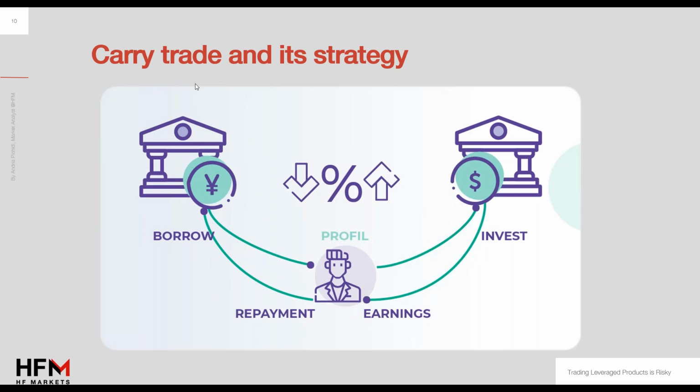Imagine that you're borrowing money from Japan. You're going to the bank, taking a loan. The interest rate there is, let's say, 1%. You're taking that money, literally holding it in your hands, and you move to the US and invest it in a United States bank, because they will give you a deposit interest rate of, let's say, 5%. So if you have invested $100, I have simplified the numbers significantly just to give you an understanding.